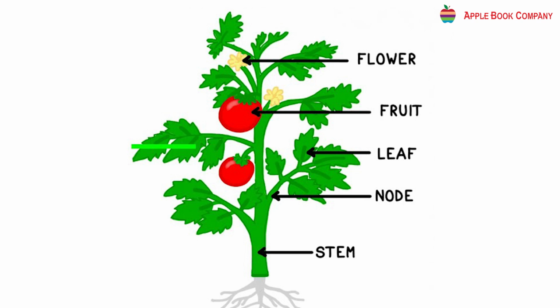It consists of stems, leaves, flowers, branches, and buds. It is mostly green in color. The function of the shoot system is to help plants carry out the process of photosynthesis as well as reproduction.